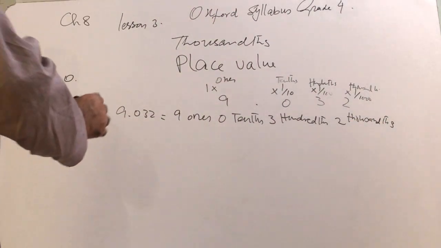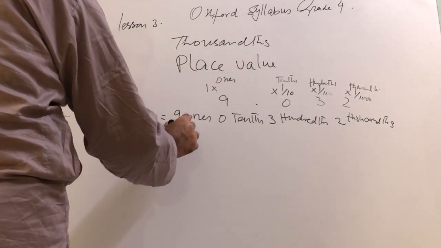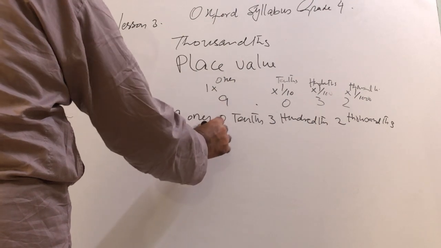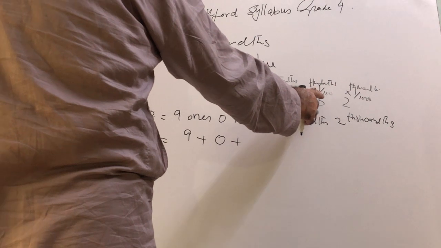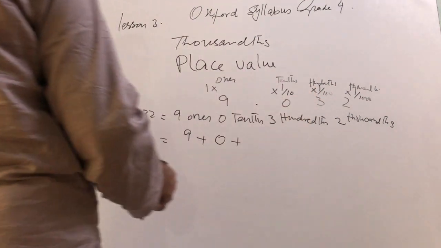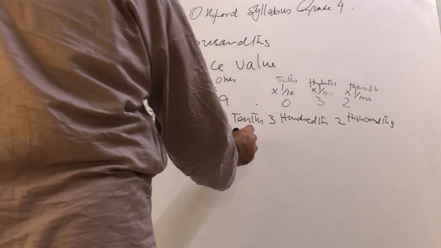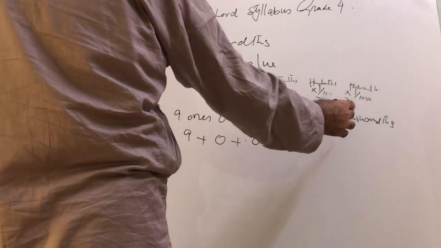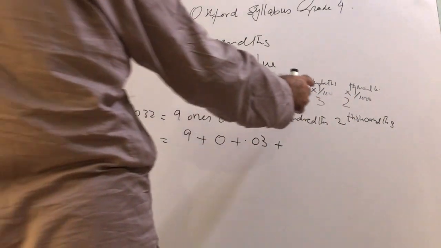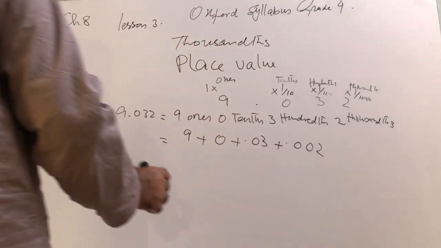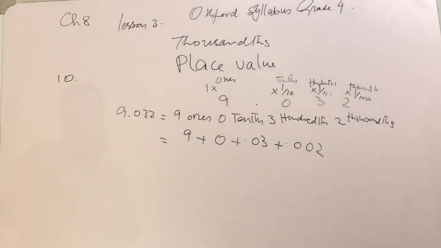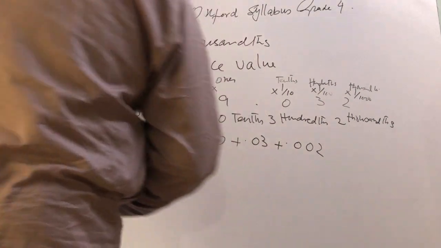So it is 9 ones are 9 plus 0 tens are 0 plus 3 hundreds are 3 into 1 over 100. When we divide, it becomes 0.03 plus 2 thousands. We need to multiply 2 with 1 over 1000, so we get 0.002. So these are the place values and how we represent it according to the format given on page number 167.